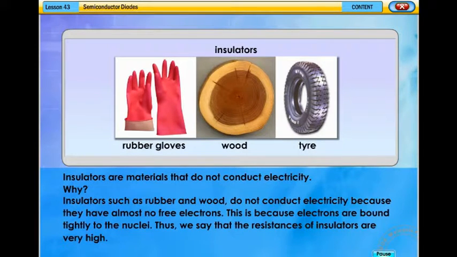Insulators such as rubber and wood do not conduct electricity because they have almost no free electrons. This is because electrons are bound tightly to the nuclei. Thus, we say that the resistances of insulators are very high.